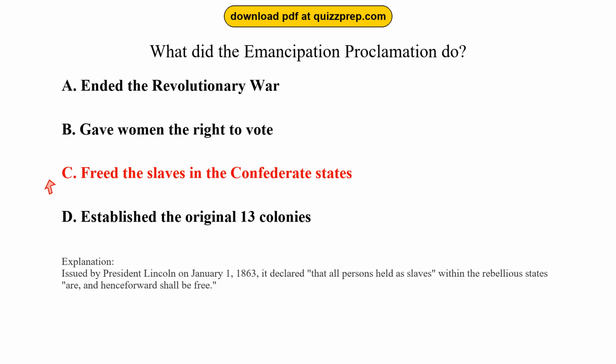Issued by President Lincoln on January 1, 1863, it declared that all persons held as slaves within the rebellious states are, and henceforward shall be free.